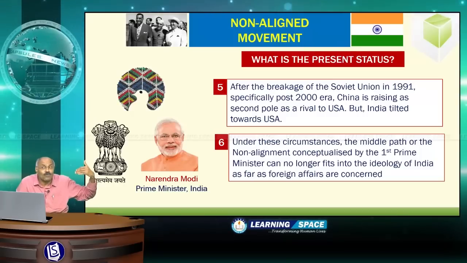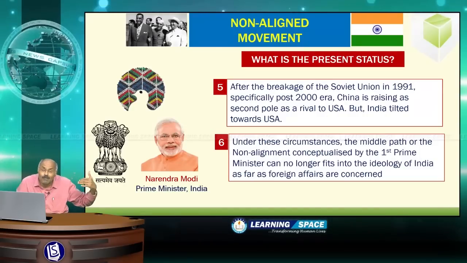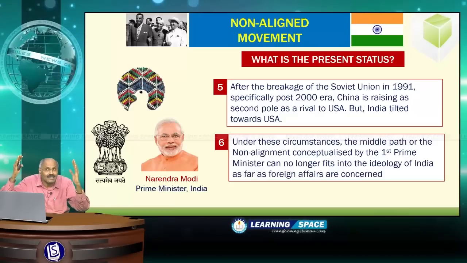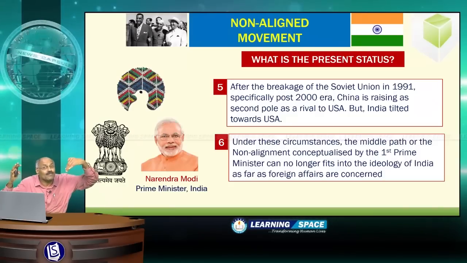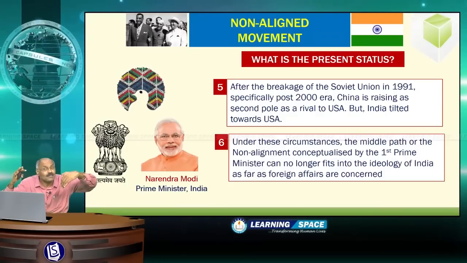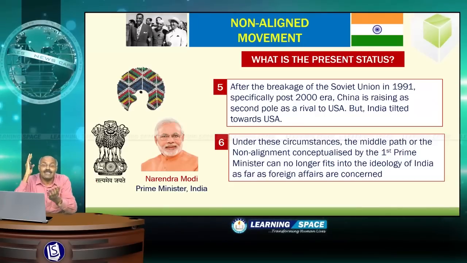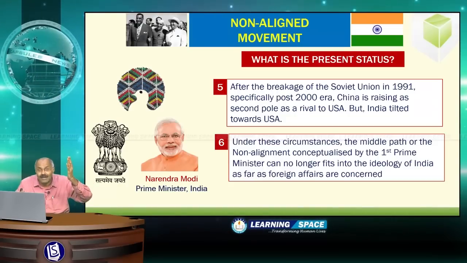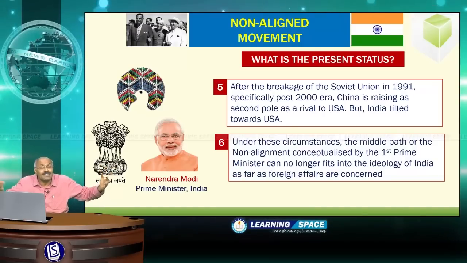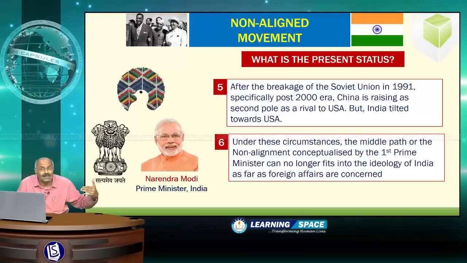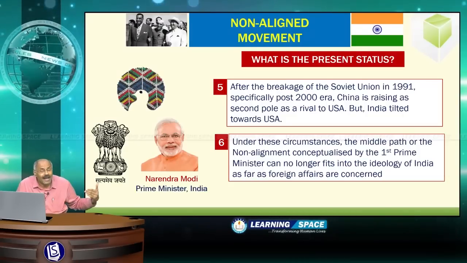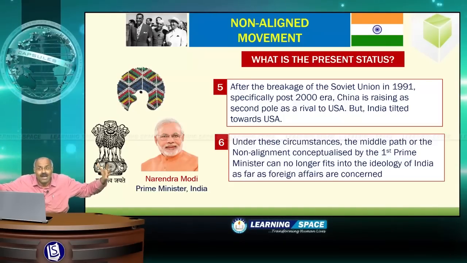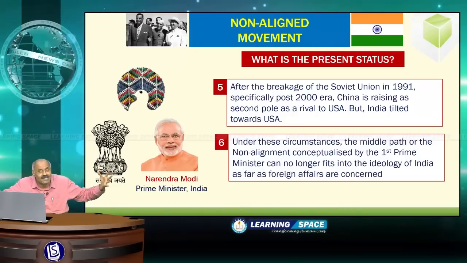And after the breakup of the Soviet Union in 1991, specifically post 2000, China is rising as a second pole, as a rival to the United States of America. Subsequent to the breakup of the USSR, people thought that it would be a unipolar world with the United States of America as the anchor. But in recent times, China is also rising, and India is now tilted towards the United States of America. So, under these circumstances, the middle path or the non-alignment conceptualized by the first Prime Minister of the nation can no longer fit into the ideology of India as far as foreign affairs are concerned.